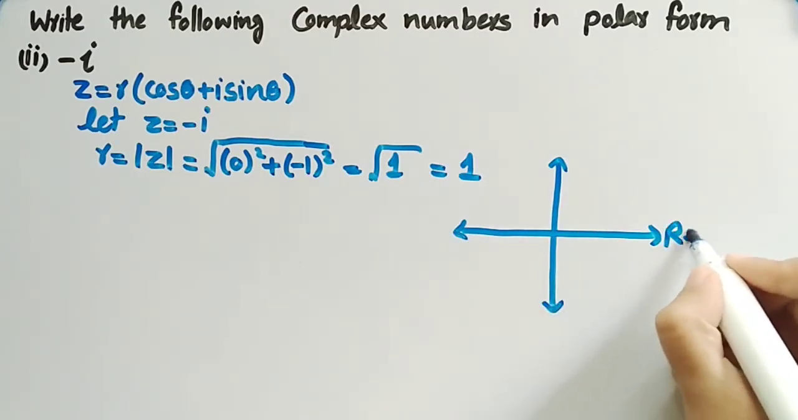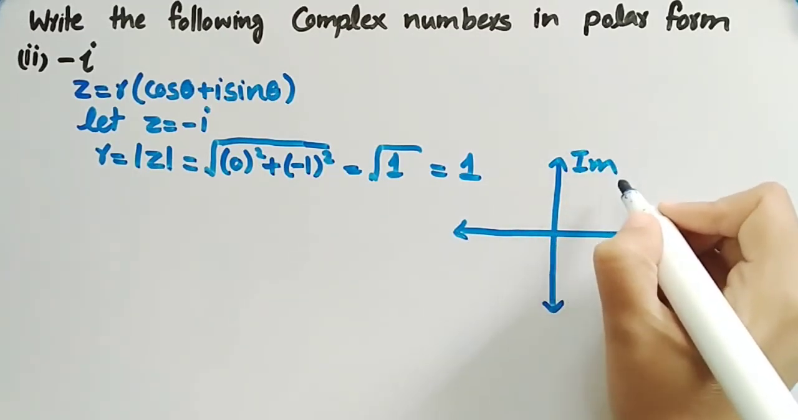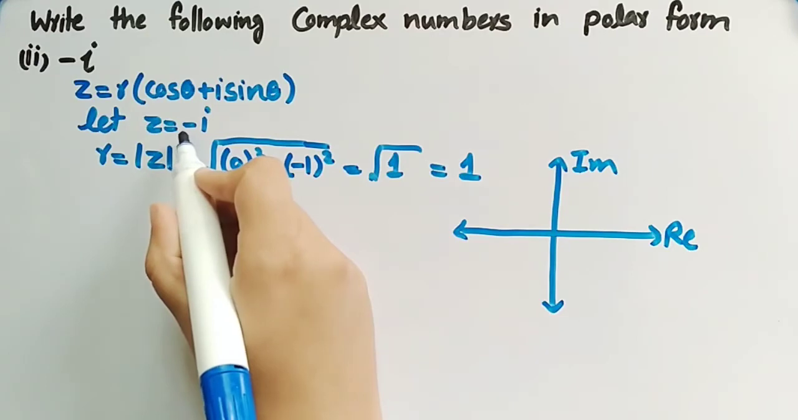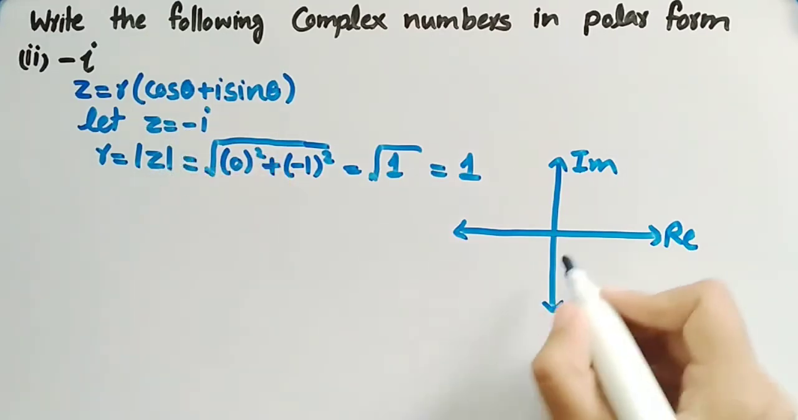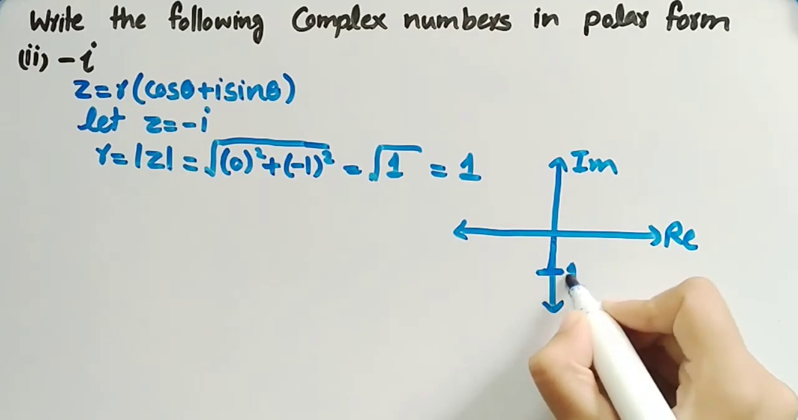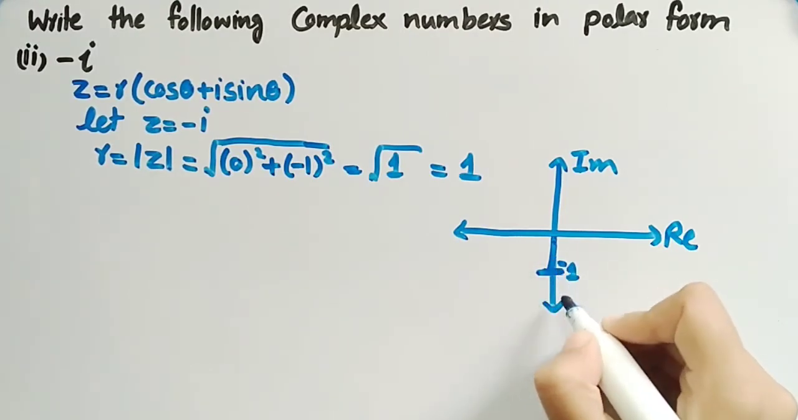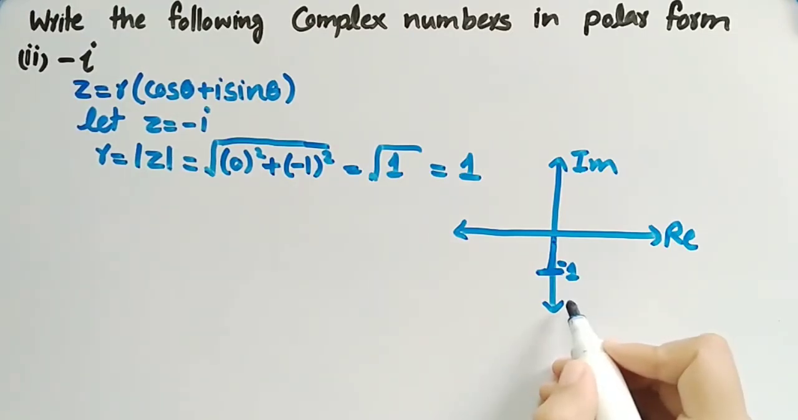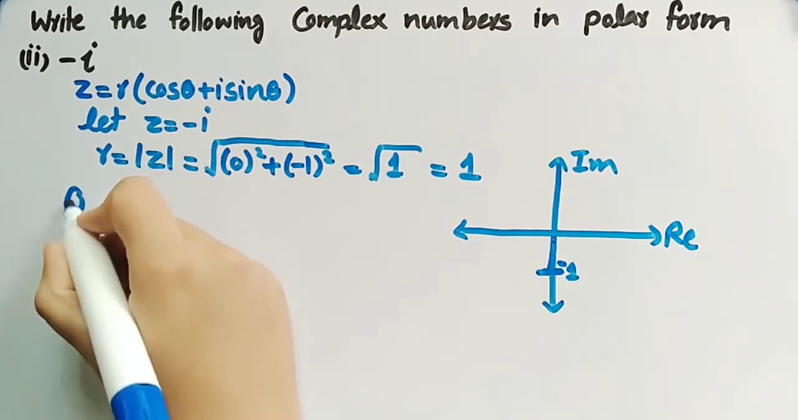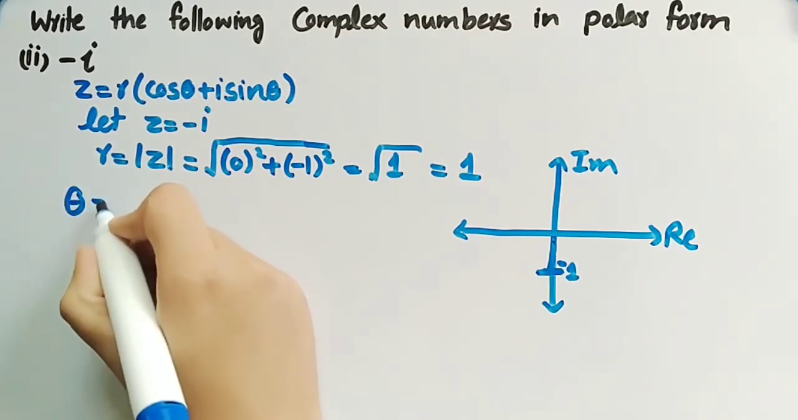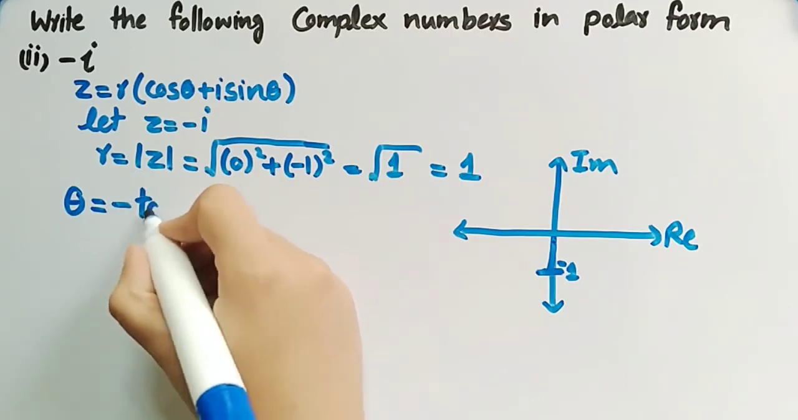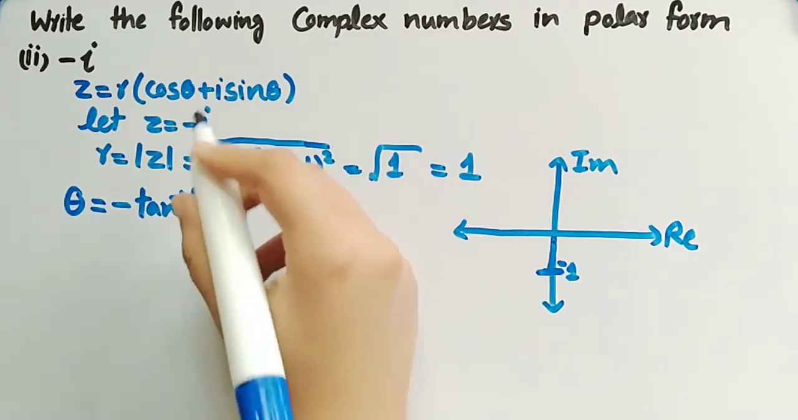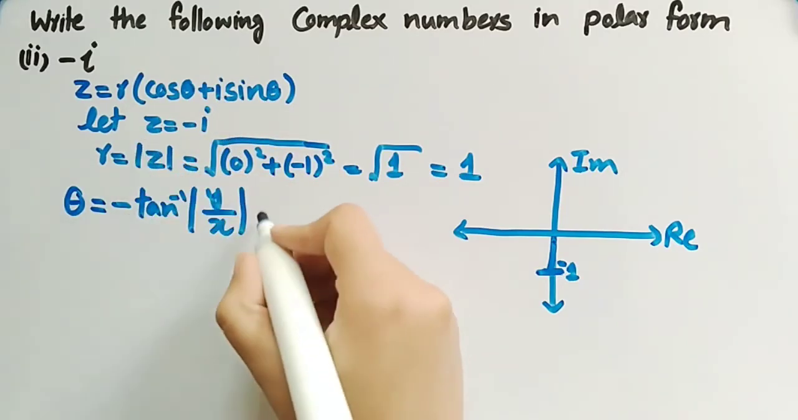Let this be the real and this be the imaginary axis of the complex plane. Here the complex number z is minus iota, so its real part is 0 and its imaginary part is minus 1. It is on the negative imaginary axis. So when a complex number is on the negative imaginary axis, then the value of principal argument, which is equal to theta, is equal to minus tan inverse y over x, where y is the imaginary and x is the real part of the complex number.